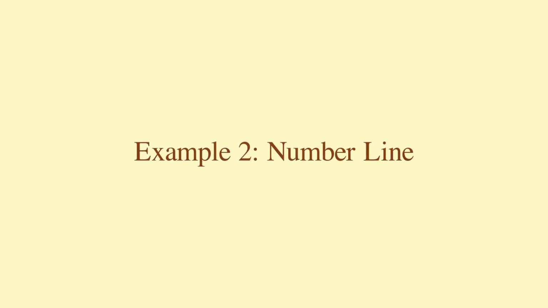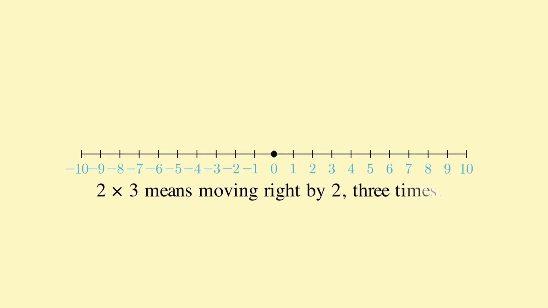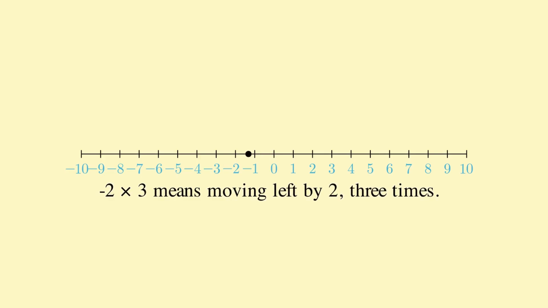Let's use a number line to see another way to think about this. We start at 0. If we multiply positive numbers, we move forward. For example, 2 times 3 means we take 2 steps forward 3 times. 2, 4, 6. If we multiply a negative by a positive, we move backward. For example, minus 2 times 3 means we take minus 2 steps 3 times. Minus 2, minus 4, minus 6.